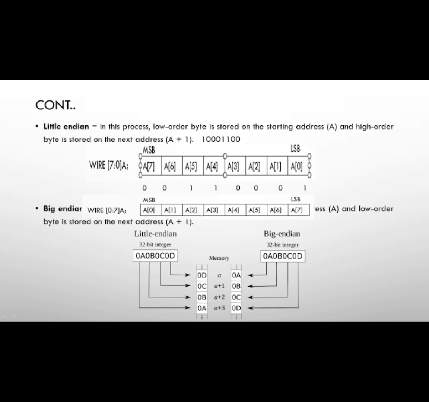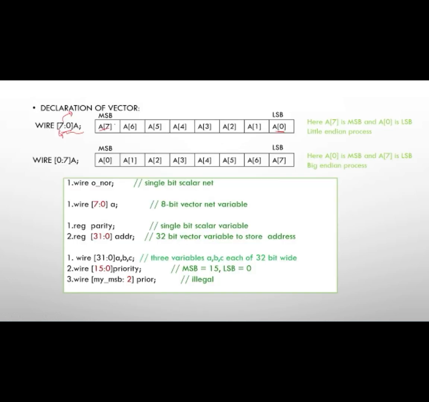See here, 1, 2, 3, 4, 5, 6, 7, 8. So 8 memory locations are created. The leftmost bit is A of 0 and the rightmost is A of 7. If you are representing it in this way, that is called little endian.